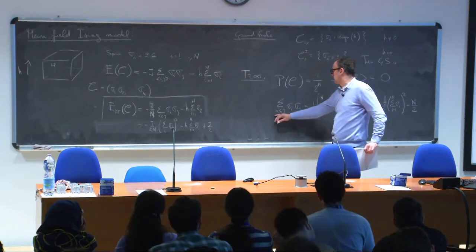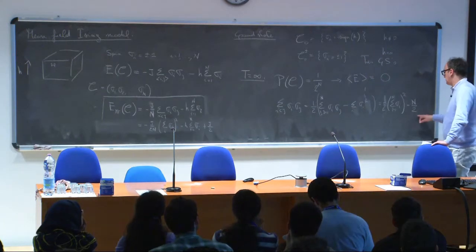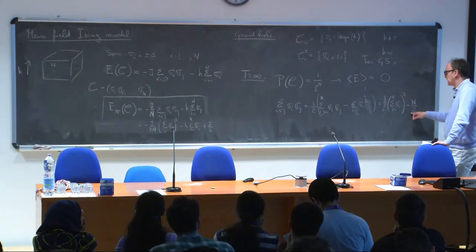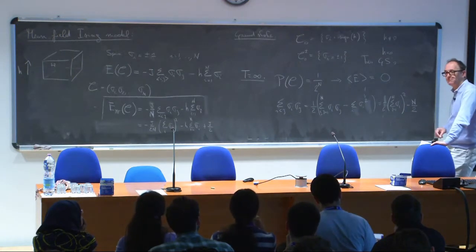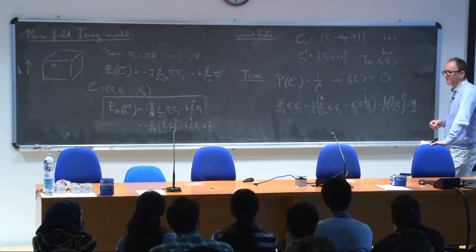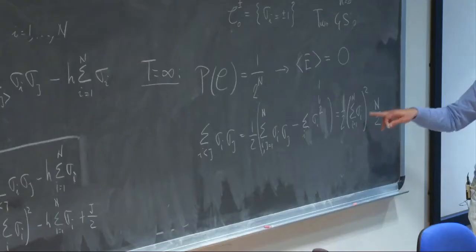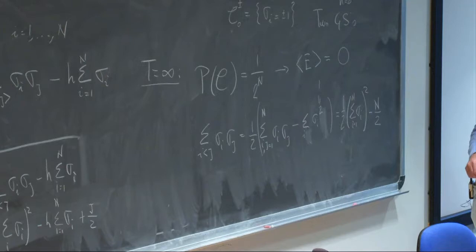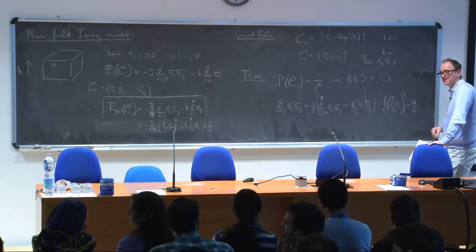What this fact tells you is that this term here, plus n over 2, will be positive. It's positive. Okay? Typically it is positive, unless this thing is equal to 0, which is the magnetization being equal to 0. Are you convinced? Not really? More about this.